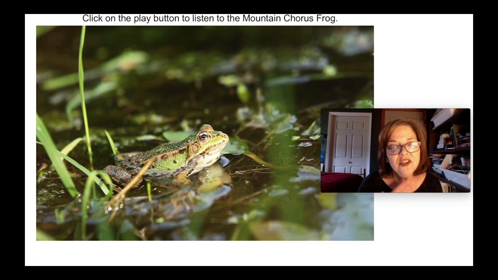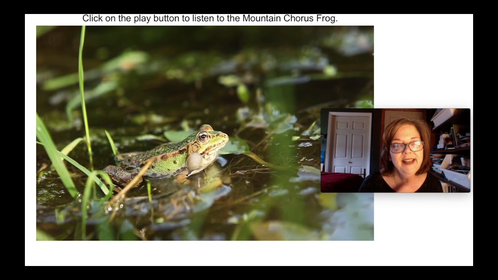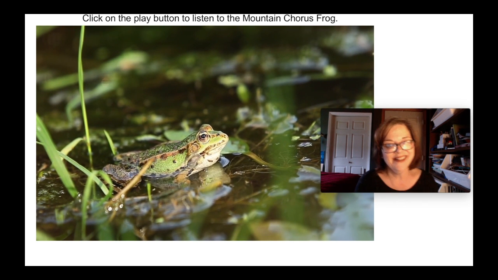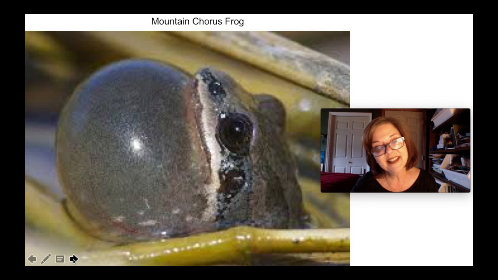I want you to watch its throat going in and out. It looks like he's blowing bubbles. So cool. And then this is a close-up picture of a mountain chorus frog and his throat. He blows up air in his throat to make that sound, and he's calling for his mate. He's trying to find his friends.